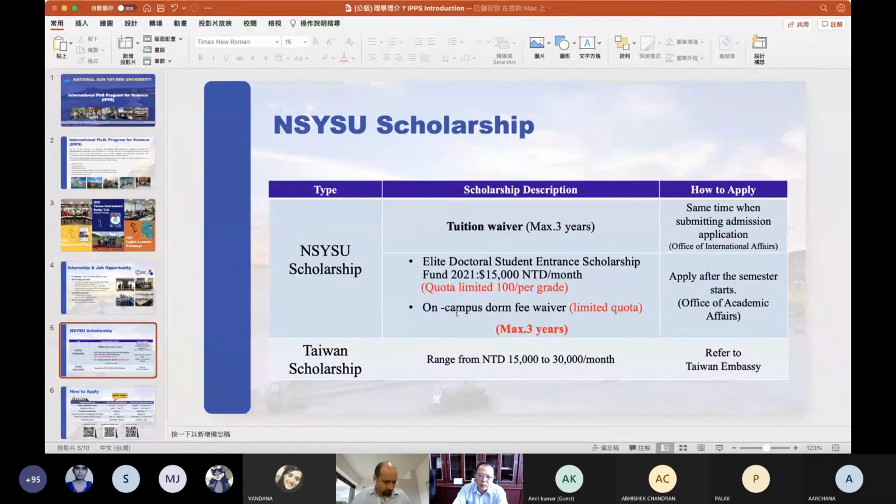And the dormitory, I think we also provide a dormitory fee waiver, but with a very limited quota. So I think usually you need to pay by yourself. Okay. So another, we also have the Taiwan scholarship, but the Taiwan scholarship is provided by the Taiwan government. So you need to apply extra to the Taiwan embassy. Okay.